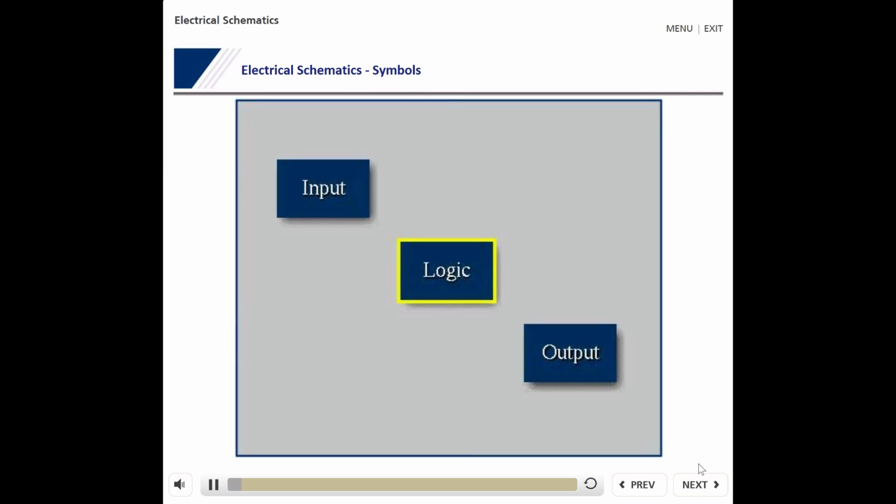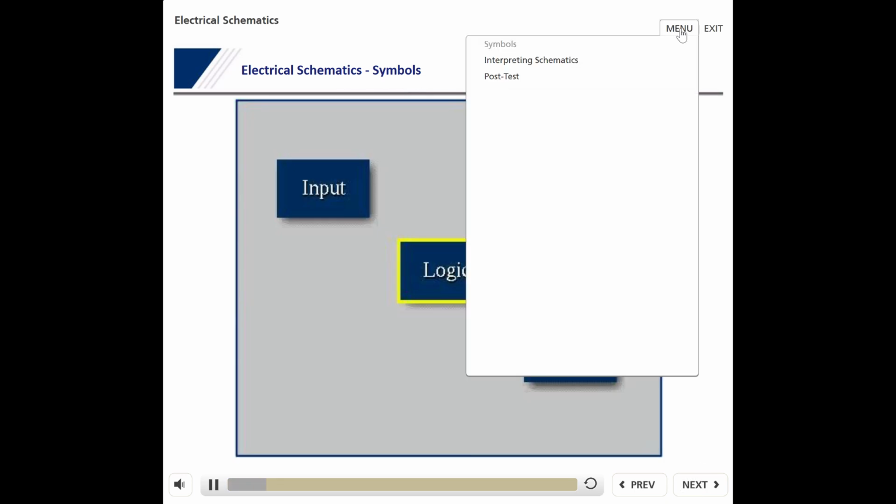The logic or decision-making element of a control circuit consists of one or more.